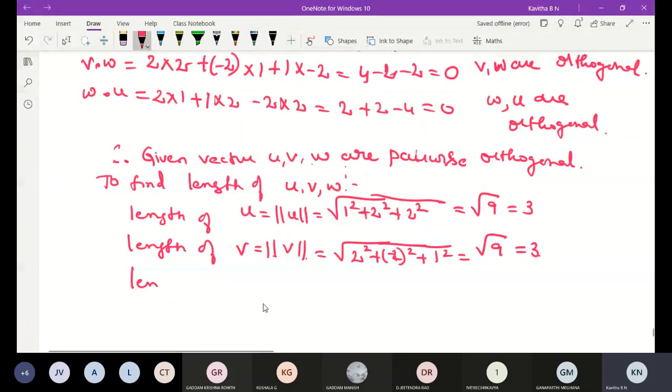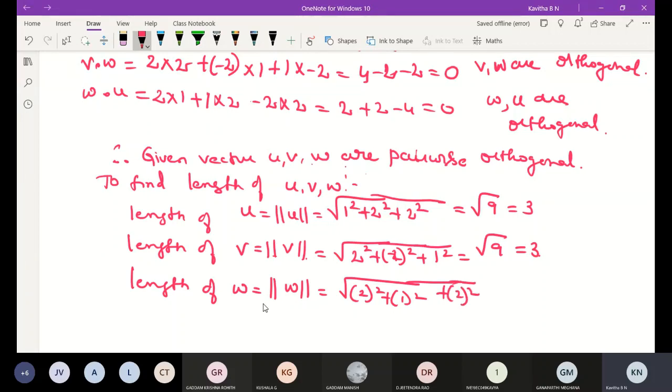The next, length of w is equal to square root of 2 square plus 1 square plus 2 square. Okay, this is square root of 9, 3. So the length of u is 3, length of v is 3, length of w is equal to 3.